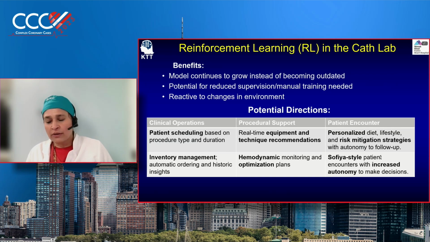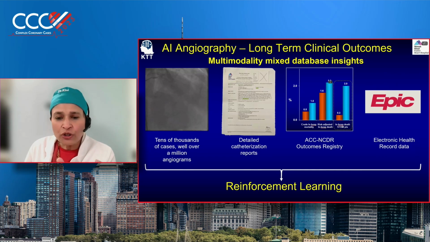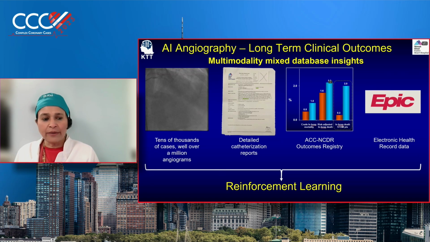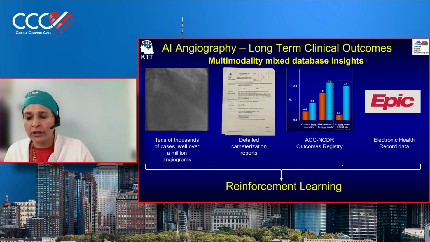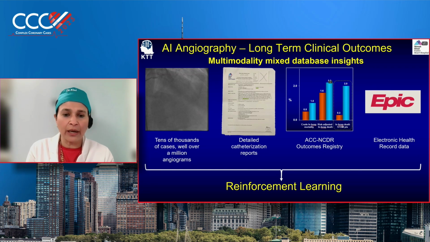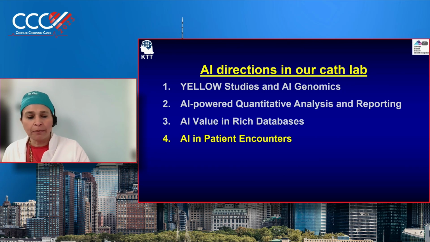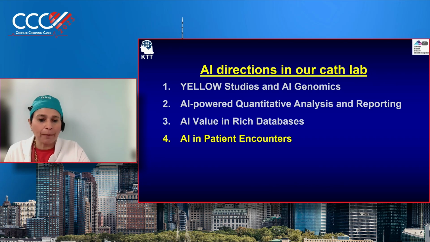And of course, other things like patient encounters will happen. Reinforcement learning is what we are working on right now, to integrate the angiogram, our cath report, the ACC NCDR outcomes, and our electronic medical record. This is an unsupervised part of AI. We are just going to give it all the data and see what we can find, or whether it can mimic the human brain. Now, coming to what is called a patient encounter, one that we have created at Mount Sinai.